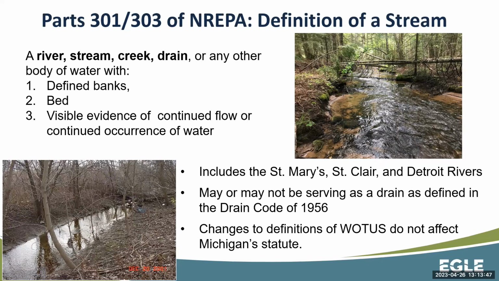Changes to the definitions of waters of the United States do not affect Michigan's statute. And because Michigan administers its own 404 program, this ensures clarity, consistency, and predictability in the face of changing federal interpretations. Throughout this presentation, I'm mostly going to be using the word stream, but this term is all-encompassing, and it's interchangeable with river, creek, drain. So I just wanted to say that.